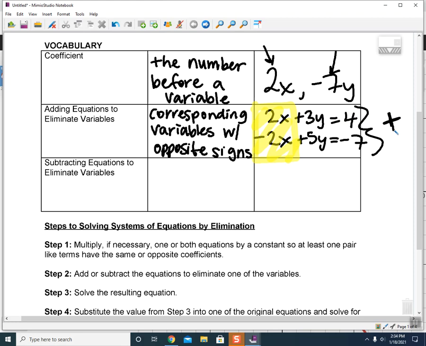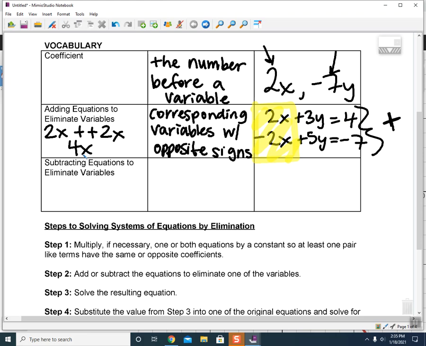If I were to subtract these two, 2x minus negative 2x, so if I had a 2x minus a negative 2x, well, I know that if I subtract a negative, it becomes a positive. Now I have 4x. That didn't do me any good at all, did it? No. So in this case, I'm going to want to add them so that they cancel each other out.